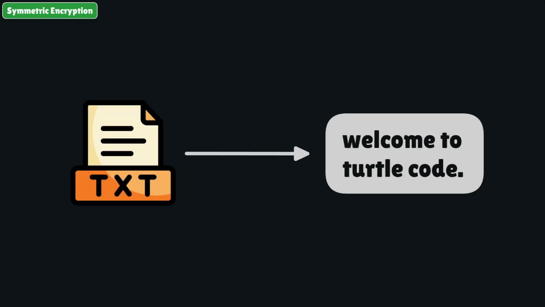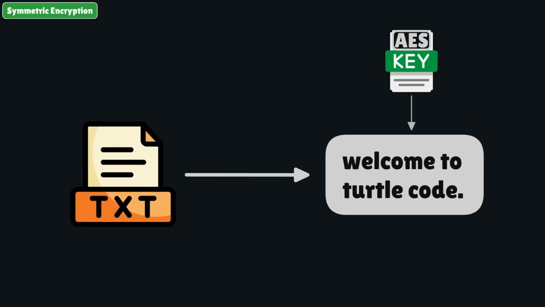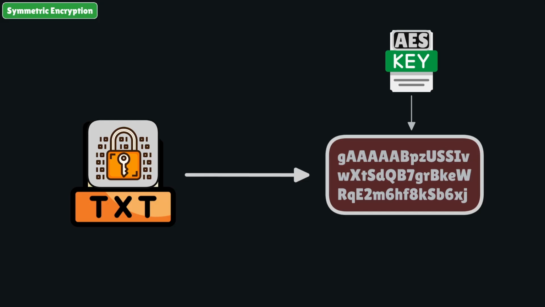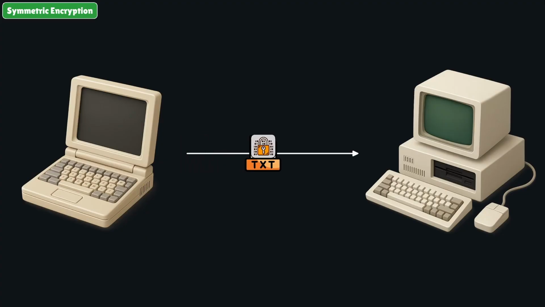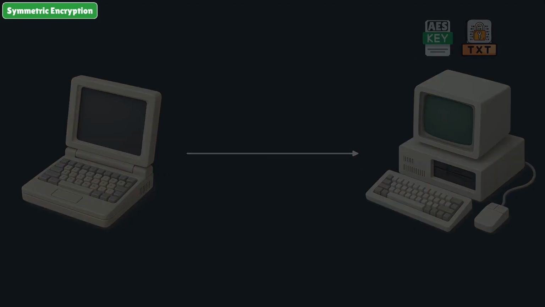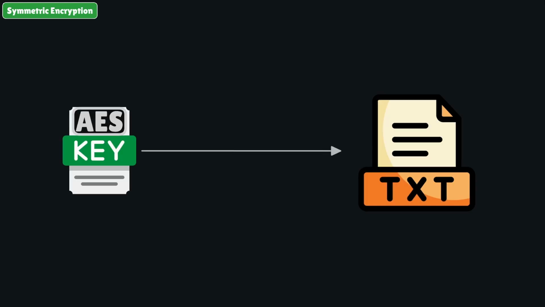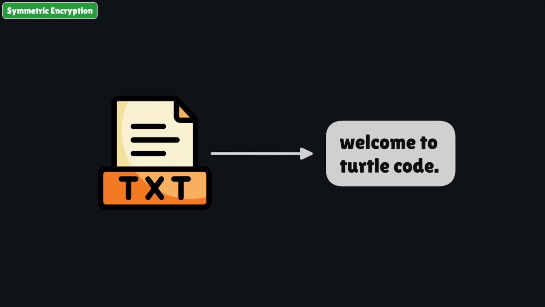Next, you take your text file and encrypt it using this key. After this step, the file is no longer readable. It turns into scrambled data. After encrypting the file, you send the encrypted file to the other computer. But in addition to that, the AES key also needs to be shared with the receiver. Using this AES key, the receiver can decrypt the encrypted file and read the original content.